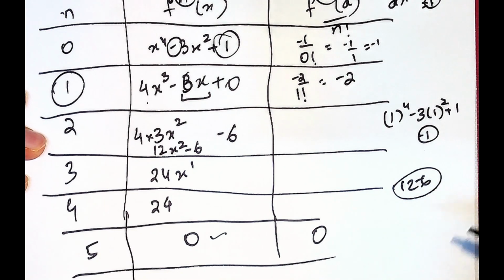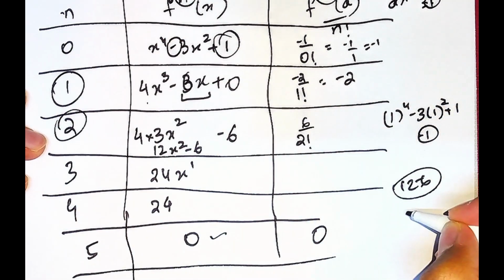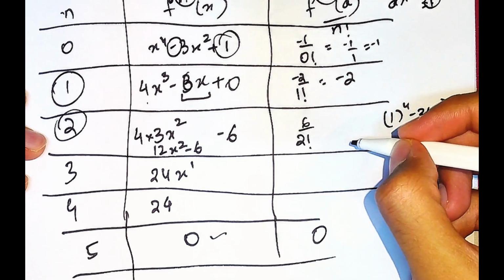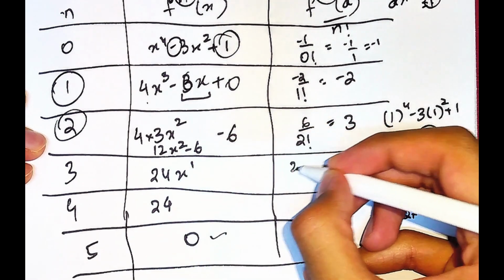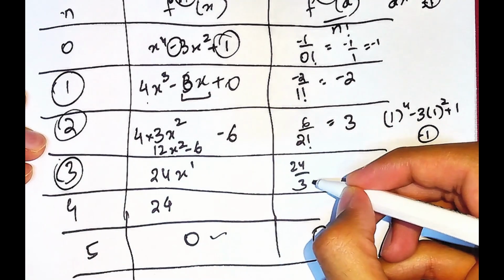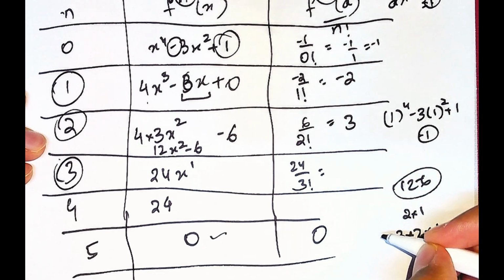So of course we will have 12 minus 6, which is actually 6, divided by the second factorial. 6 divided by 2 factorial. 2 factorial is actually equal to 2 multiplied by 1. So 6 divided by 2 is equal to 3. We can put the value of x as 1. So 24 divided by 3 factorial. 3 factorial is actually equal to 3 multiplied by 2 multiplied by 1. So 3 multiplied by 2 is 6. 24 divided by 6 will equal 4.